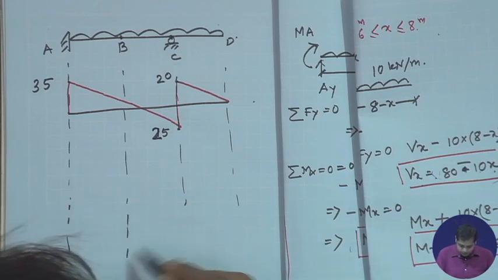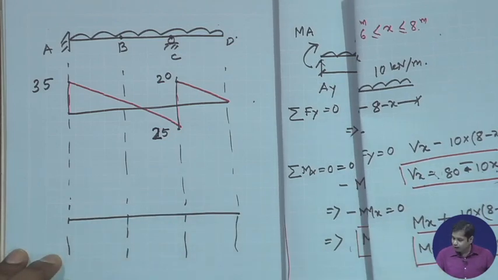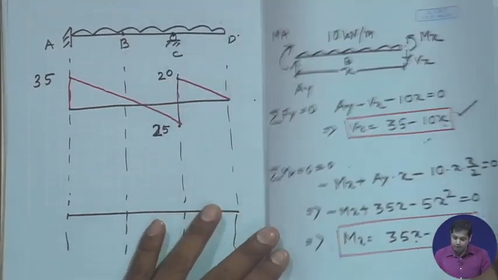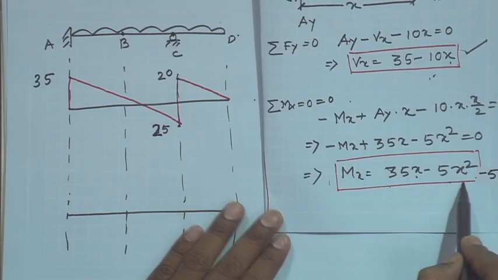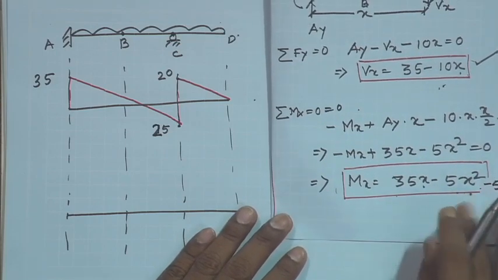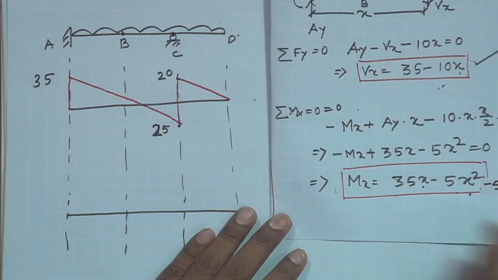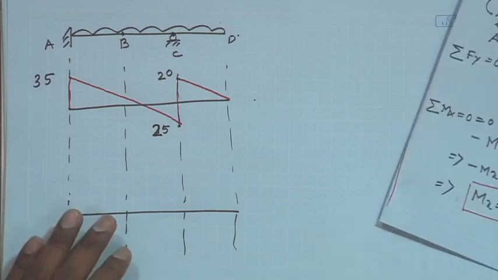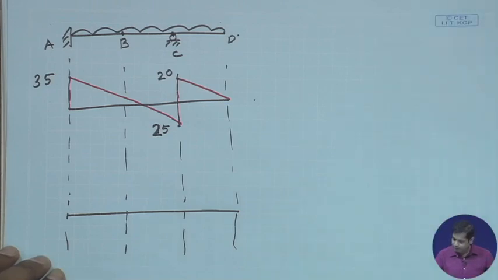Let's draw the bending moment diagram. Once again, your bending moment distribution was this for this part. At x is equal to 0, bending moment is 35 minus 35. Okay, not this part. Where is that? Your bending moment was this. If you draw this bending moment diagram, it will be something like this.